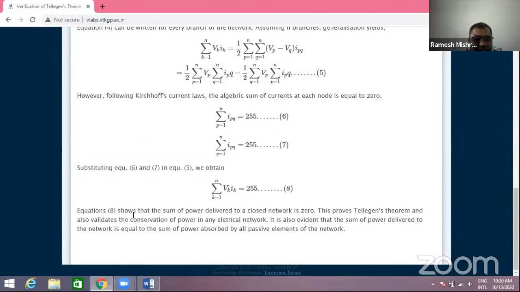Now, equation 8 shows that the sum of the power delivered to the closed network is 0. This is Tellegen's power theorem, and it also validates the conservation of power in any electrical network. It is also evident that the sum of power delivered to the network is equal to the sum of power absorbed by the passive elements.